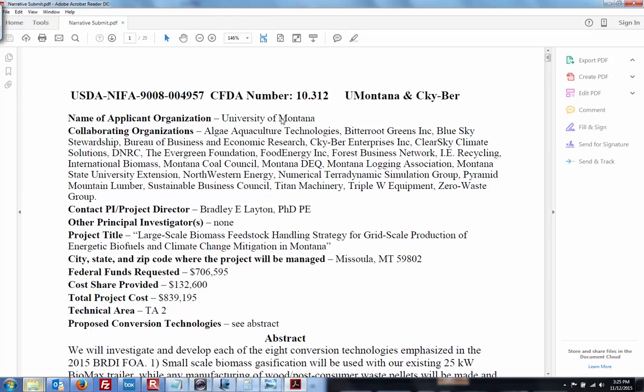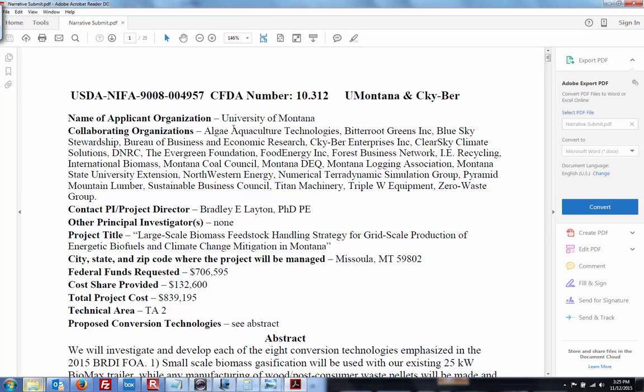So with this proposal, we have several renewable energy technology collaborators. So algae aquaculture, Bitterroot Valley Greens, that's the greenhouse I just mentioned. Blue Sky Stewardship, those guys are here in town working on their own greenhouse model. Bureau of Business and Economic Research, they're a little think tank at the U. Skyber Enterprises, that's Craig Thomas down the Bitterroot.